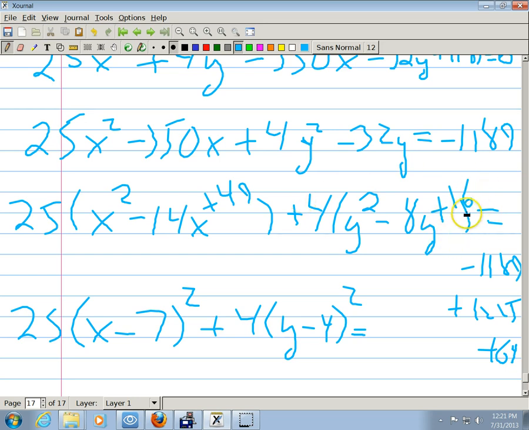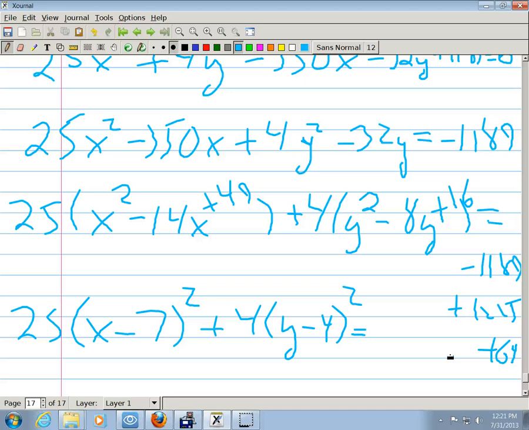Right? I'm not adding 16, I'm adding 4 16s. I'm not adding 25, sorry, I'm not adding 49, I'm adding 25 49s. Because of the 25 in front, right? So because of the 4 in front, I'm adding 4 16s at 64. All right, so equals what? Add that up, what do you get? Is how much?